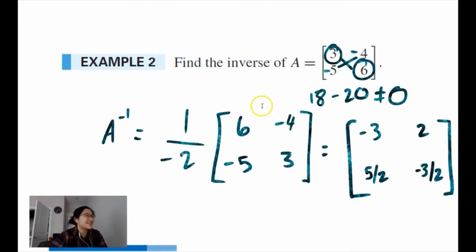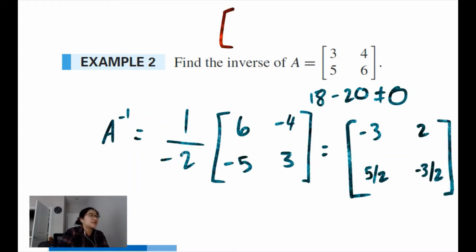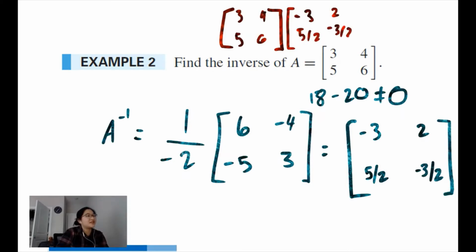So there's the inverse of our matrix A. We can verify that it is indeed our inverse, just to check for good measure. How can we check that? We just multiply on the right and on the left, but we're going to be lazy and just do one side. So 5, 6 multiplied on the right by -3, 2, 5 halves, -3 halves. And what do we end up with?